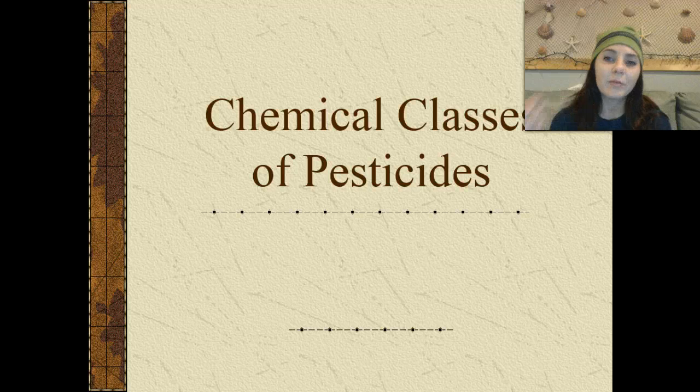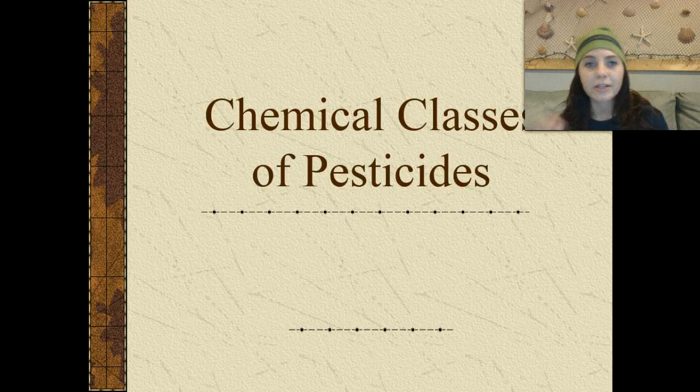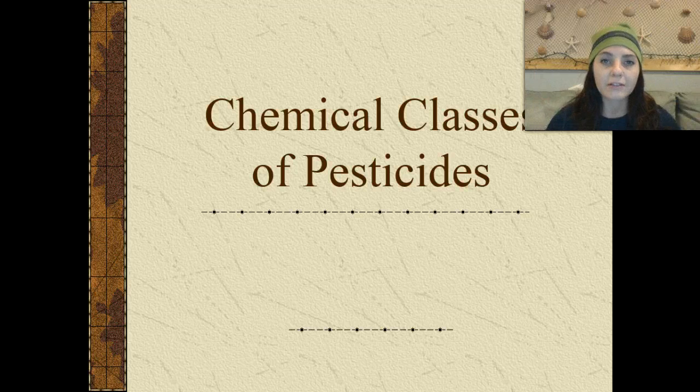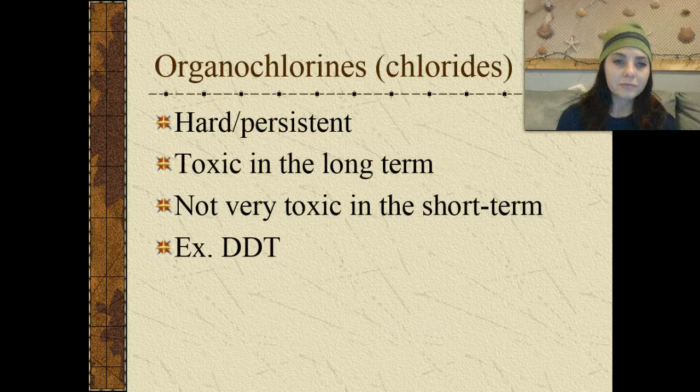So we have different chemical classes now. We've talked about the different types of pesticides, or specific pesticides like herbicides, fungicides, and insecticides. And we've also talked about the two big classes: the hard, which is long-term and kind of dangerous, and the soft. Now we're going to talk about the actual chemical classes of pesticides.